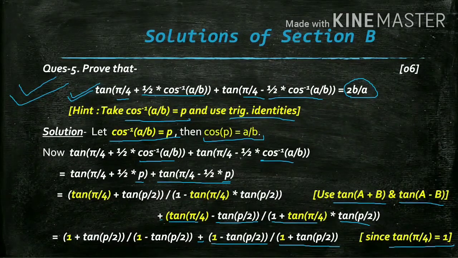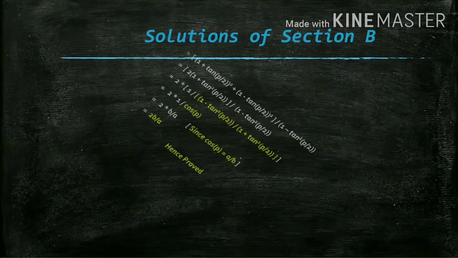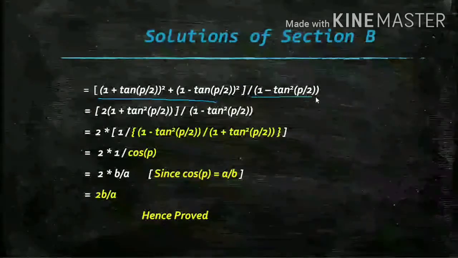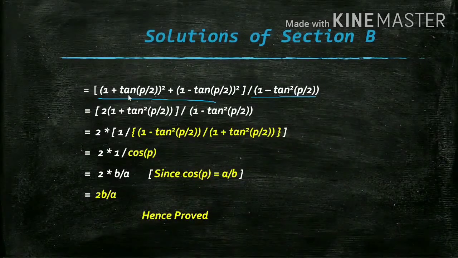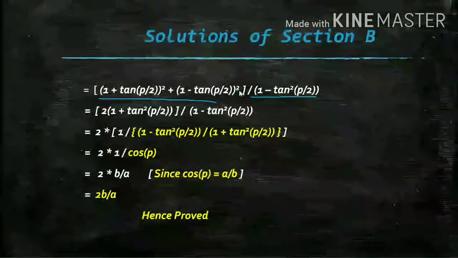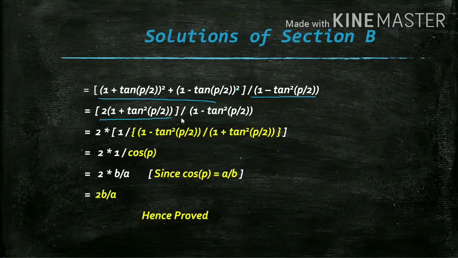So up till now the question was a bit tricky. Now you have two terms, so you will take the LCM. On taking the LCM, you will get 1 minus tan square pi by 2 in the denominator, and in the numerator you will have (1 plus tan pi by 2) whole square plus (1 minus tan pi by 2) whole square. Now just open the whole square terms. Cancelling the terms, you would just be left with 2 into (1 plus tan square pi by 2) divided by (1 minus tan square pi by 2).